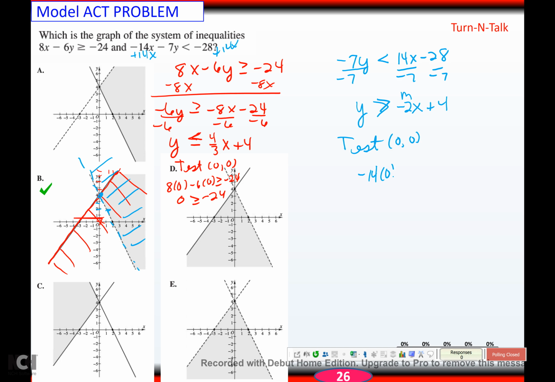-14 times 0 minus 7 times 0 less than -28. Is 0 less than -28? No, it is not. That's false, so don't shade where 0 is. Shade above like I thought. And my solution then would be where there's both red and blue.